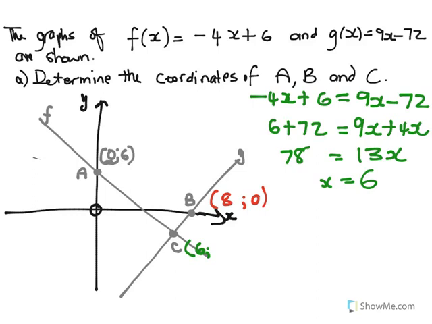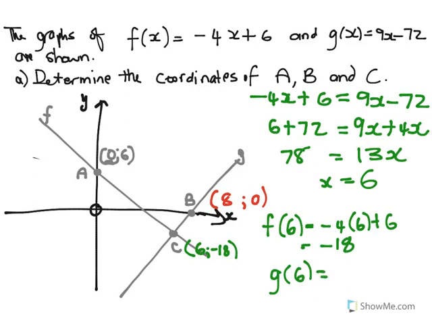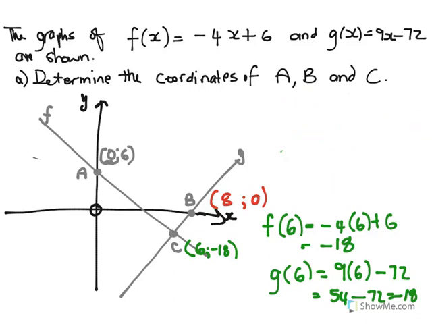And so what is the y-coordinate? I can figure that out by putting it into either equation. I should get the same output because it's supposed to be a point of intersection. So my output, when my input is 6, is minus 4 times 6 plus 6, which gives me minus 18. And if we test that in our other function, so when my input is 6 for the function g, my output is 9 times 6 minus 72. So that would be 54 minus 72, which also gives me minus 18. So that is indeed my point of intersection, right? Let's move on to the next question.